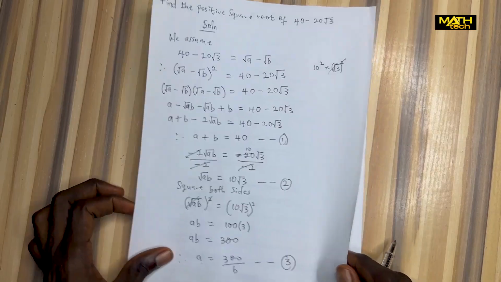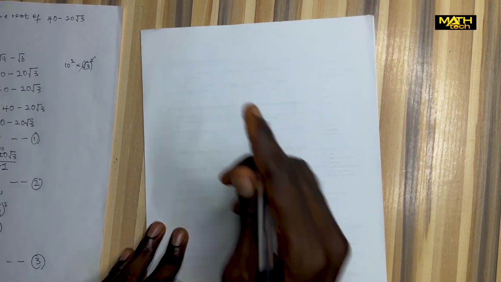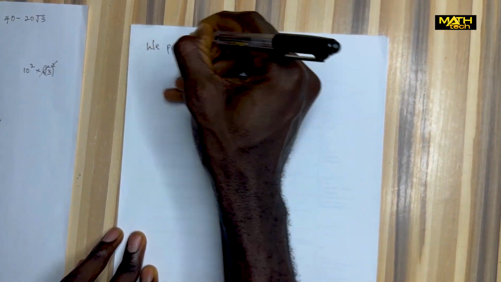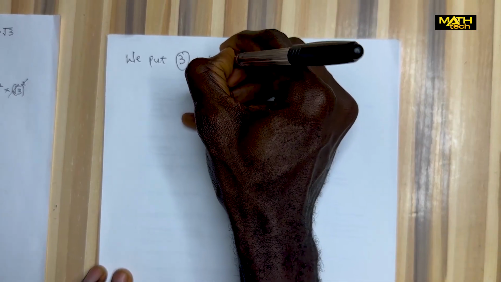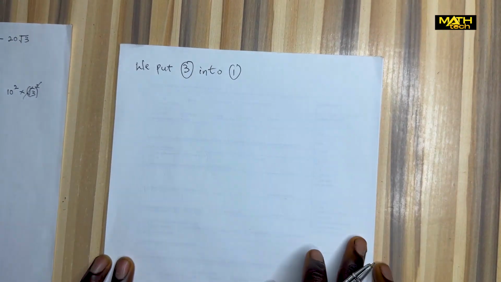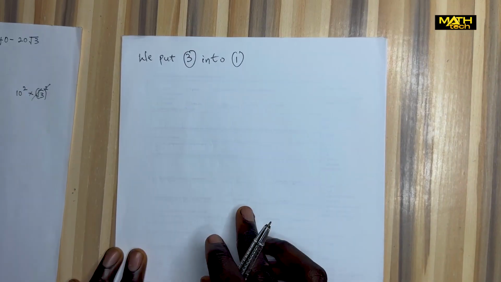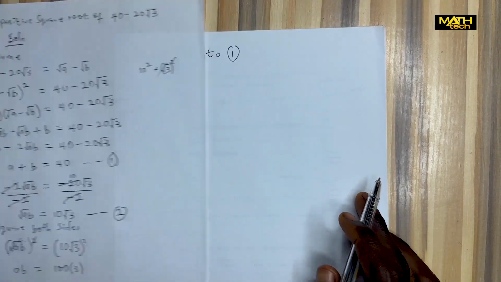So what we do next is we put equation 3 into equation 1. So putting equation 3 into equation 1, equation 1 is what? A plus B. Now take a look at equation 1. A plus B equal to 40.